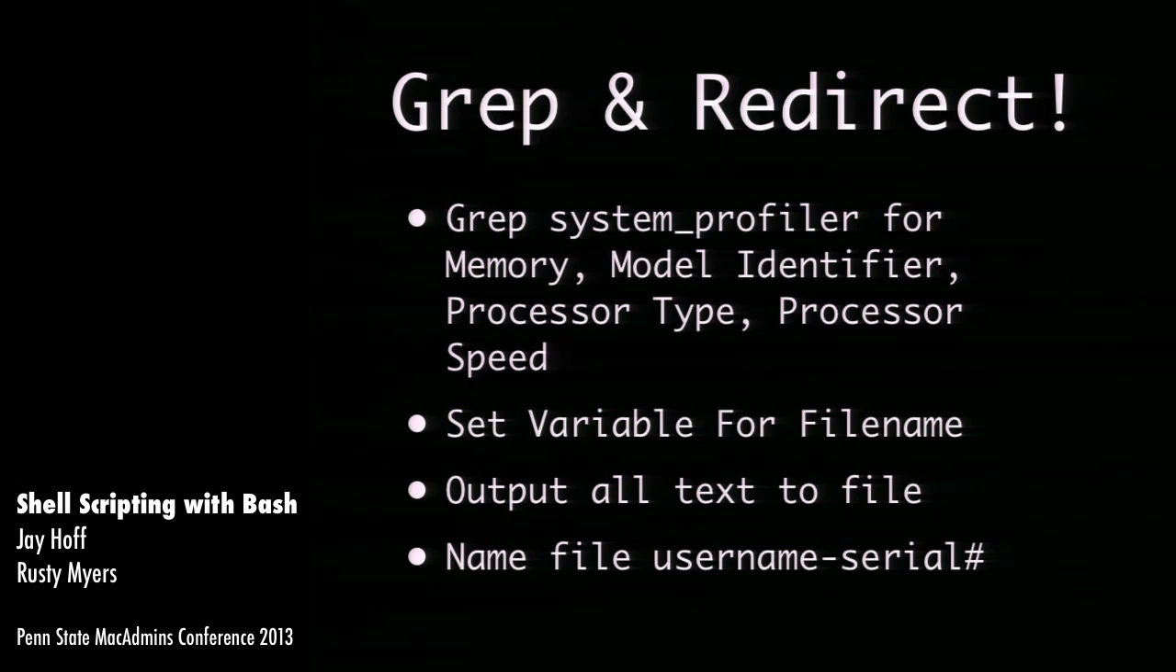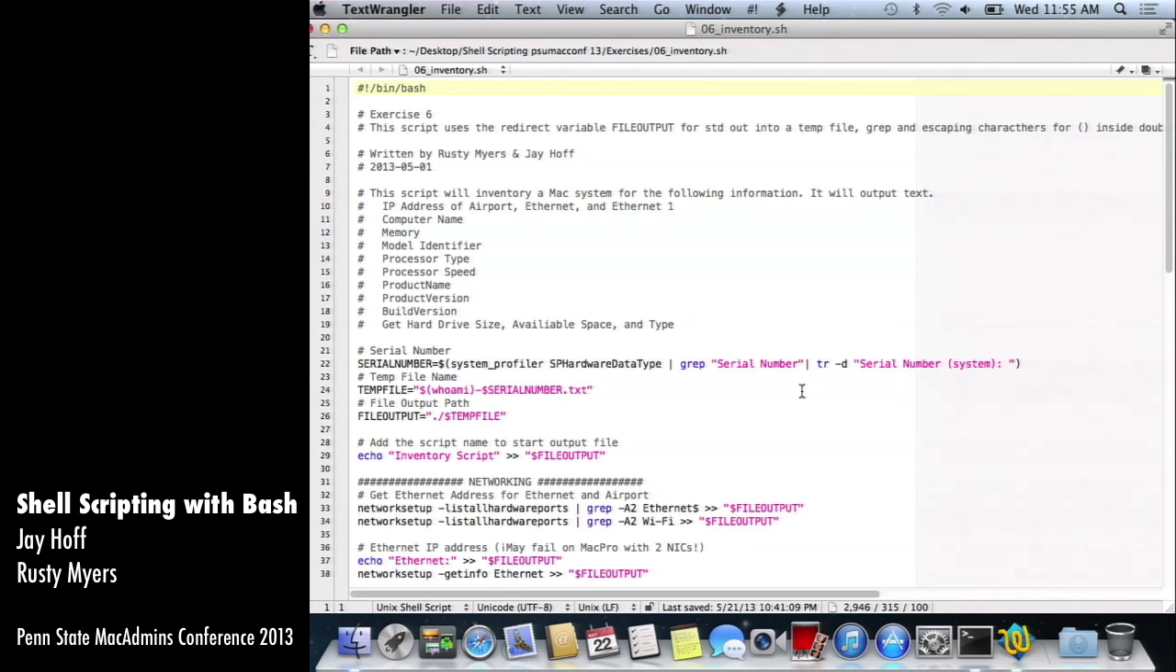So for exercise 6, we're going to grep and redirect. We're going to take System Profiler, and we're going to look for just memory, model identifier, processor type, processor speed. We're going to set a variable for a file name. We're going to output all of the text we're getting so far to a file, and we're going to name the file based on the user that's logged in and the serial number of the machine. So I'm going to switch to inventory script 6. This is where things get a little bit more complicated.